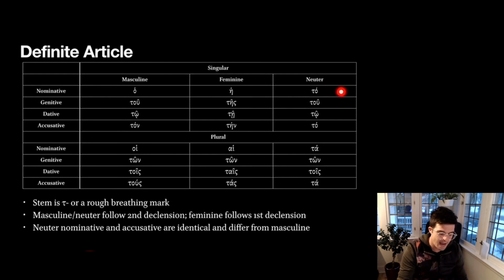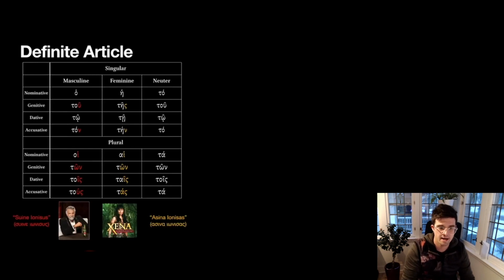So besides the nominative and the accusative in both the singular and the plural, these are identical to each other. That is to say, to and to over here, and then ta and ta over here. So if you can remember this handy rule that in the neuter, the nominative and the accusative are always identical to one another in both the singular and the plural, and they differ from the masculine, that helps you memorize these ones here in the middle of the paradigm.